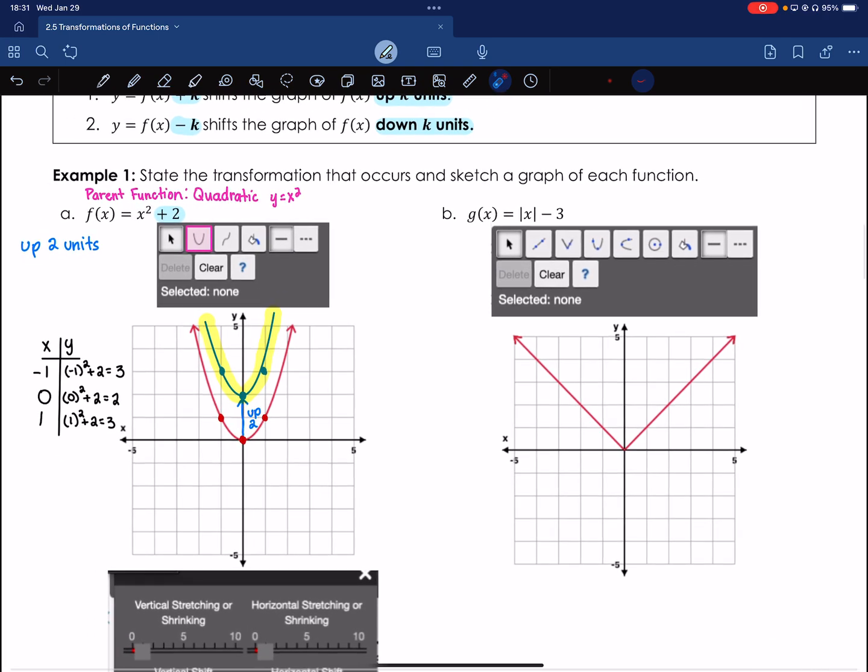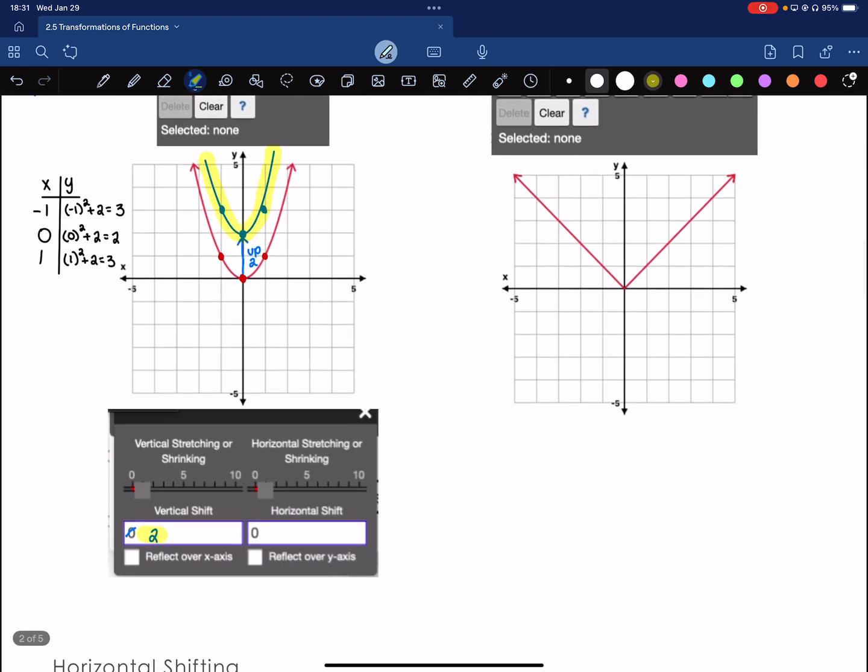Okay, so that's the first one. So again, you would select the quadratic, and then if this box pops up, you would just type in 2 because there's a vertical shift.